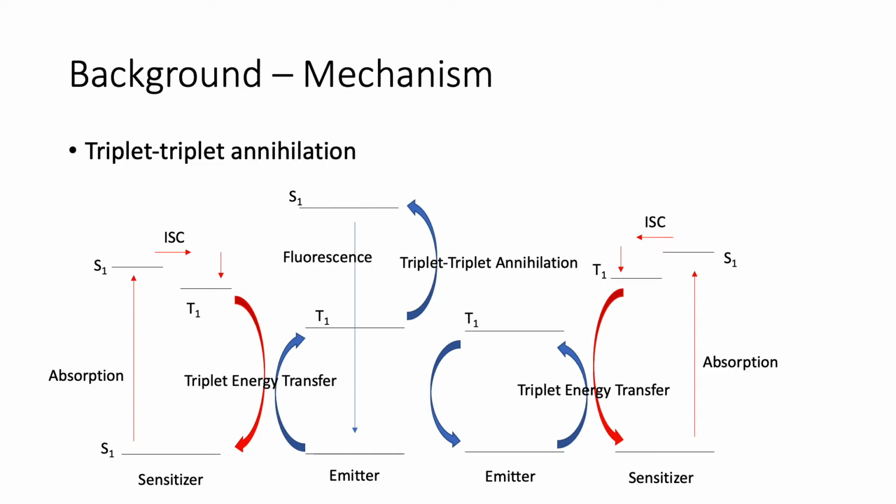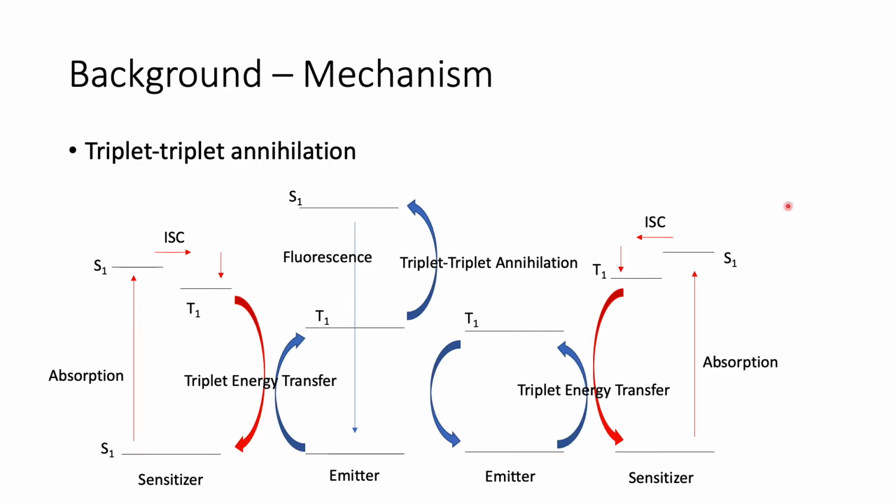Now, getting into a little bit more detail, what we see is on our sensitizer molecule, we absorb a photon, and that promotes it from a ground state singlet state to an excited singlet state. Through some intersystem crossing, where we lose energy to our vibrational modes, this is brought down to a triplet state. This triplet energy can be transferred to the emitter molecule, again bringing this electron down to its ground state in the sensitizer molecule and promoting a ground state electron in the emitter molecule into a triplet state.